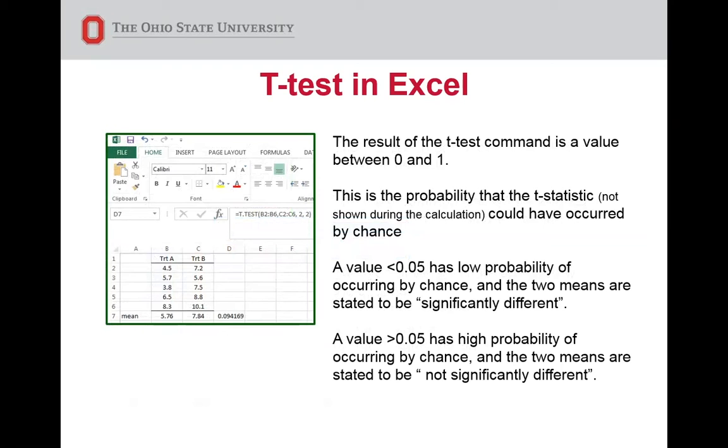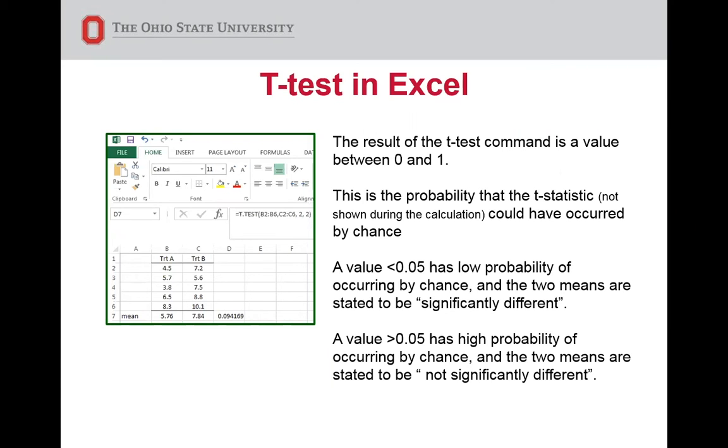Upon execution of the t-test command, Excel will generate a value between 0 and 1. This is the probability that the observed t-statistic, which is not actually shown during the calculation, could have occurred by chance.